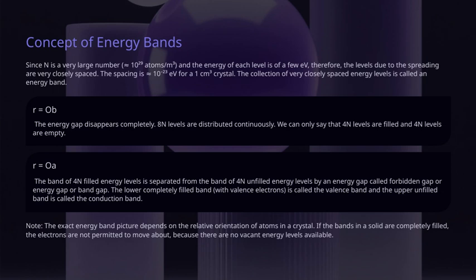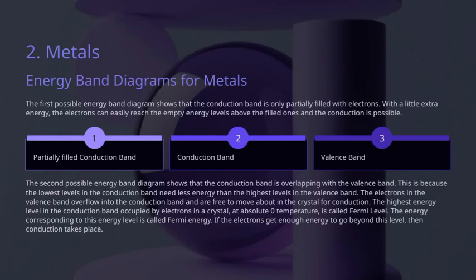In essence, these energy bands are fundamental to understanding the electrical properties of materials, whether they behave as insulators, conductors, or semiconductors. Let's take a closer look at the second energy band diagram. Here, we see that the conduction band overlaps with the valence band. This overlap occurs because the lowest energy levels in the conduction band are actually lower than the highest levels in the valence band. As a result, electrons from the valence band can overflow into the conduction band, making them free to move throughout the crystal and conduct electricity.